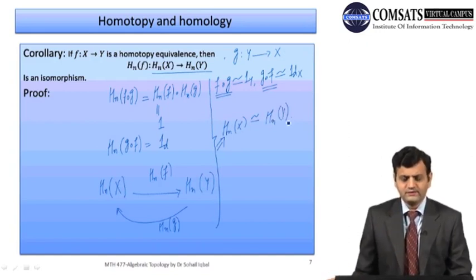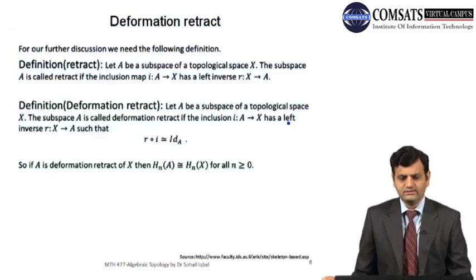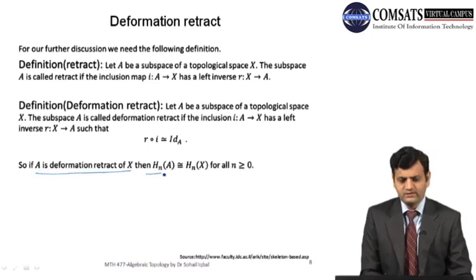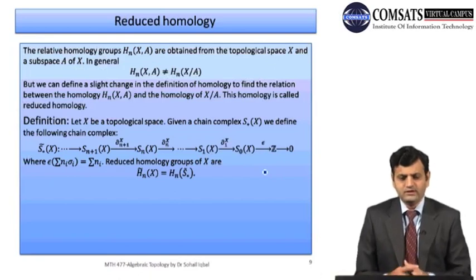So if A, which is a subspace of the whole space X, is a deformation retract of the space X, then their homologies are the same. That's the result: if A is a deformation retract of X, then Hn of A is isomorphic to Hn of X. Their homologies are isomorphic for each and every n greater than or equal to 0. Okay, so let's recall another thing from our previous lecture, reduced homology.